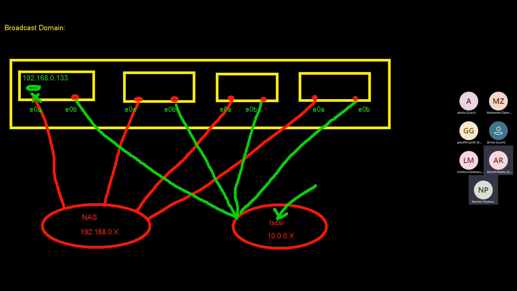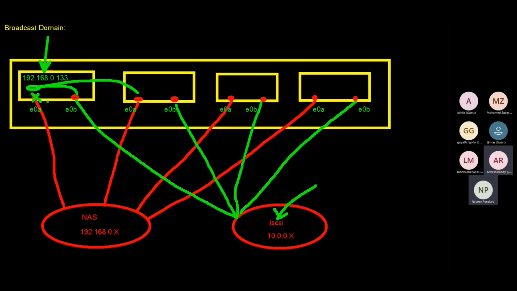For example, my E0A on node 1 went down. So what will happen? This LIF can move to another port in the same node or another port in a different node. It can go anywhere. From there the IP will still be pingable to you, and the data will be transferred via that particular IP address and port. This is the advantage of LIFs.